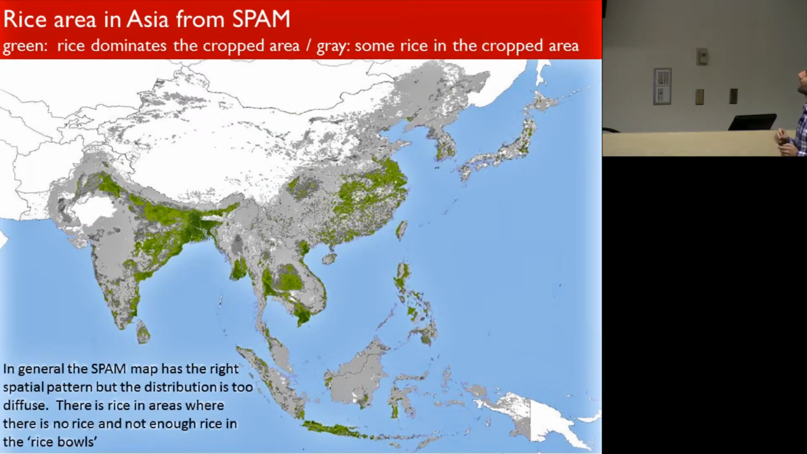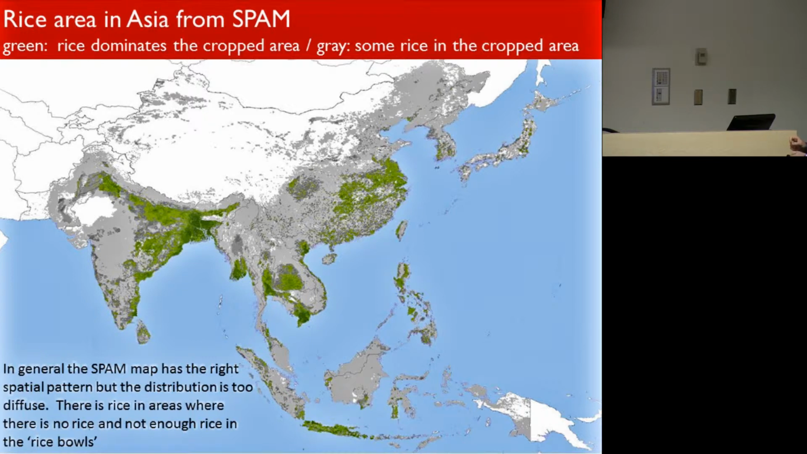Right. So this is what we did. First of all, here is what you have in SPAM. This is the SPAM 2000 data set, showing where rice is grown in Asia. Everything in green is where SPAM has a very high density of rice. You know, it's the dominant land cover. Everything in gray is where there is some rice. Not a massive amount, but it's part of the kind of mosaic of the cropland.